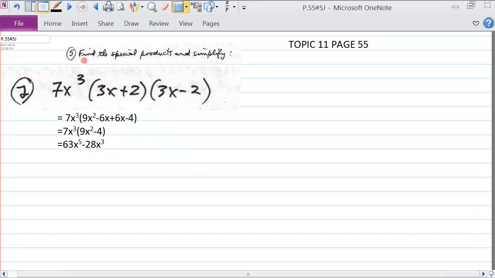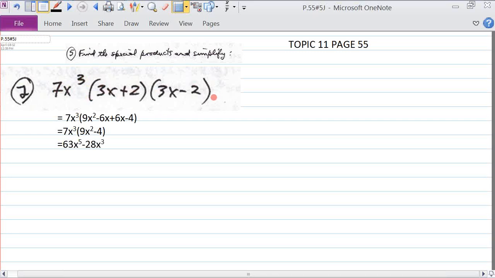Okay, so find the special products and simplify. Again, we're going to do the same thing right here. We're going to use the distributive rule. Excuse me, we're going to use the FOIL rule. So right here, we're going to use the FOIL rule, and afterwards, when we multiply what we got from FOIL by 7x cubed, we'll use the distributive rule.